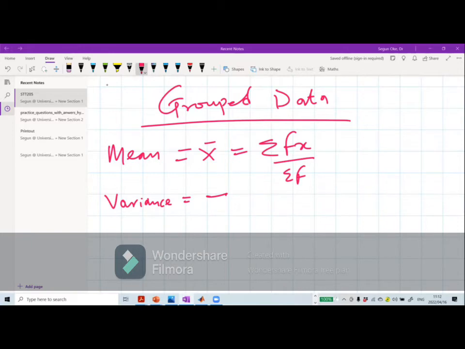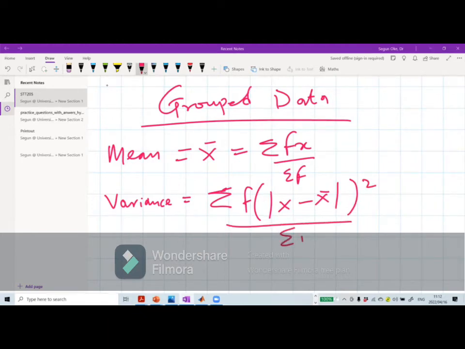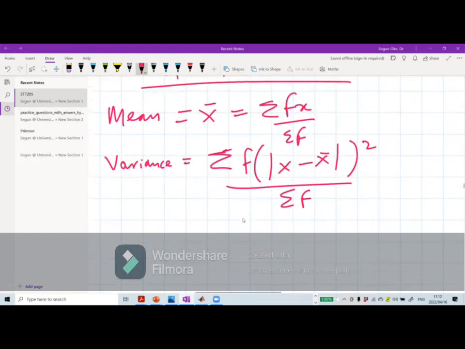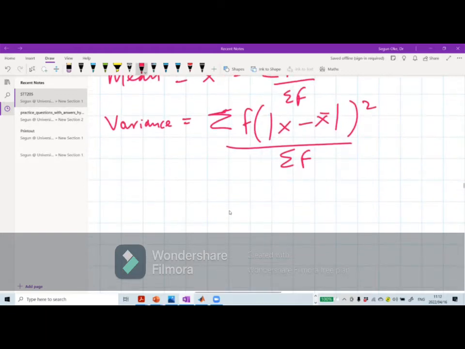We have variance to be summation of f, in brackets the absolute value of x minus X bar, all raised to power 2, divided by summation f. Summation f means the frequency. Then the standard deviation here is the square root of variance.